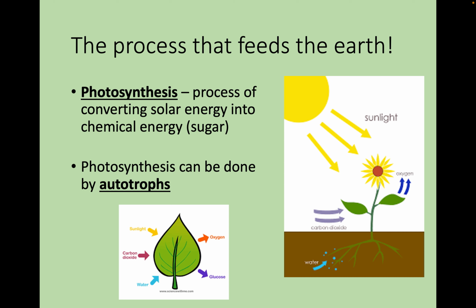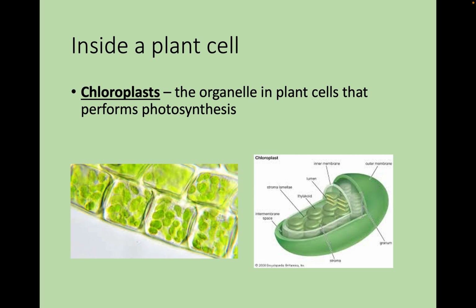Photosynthesis can be done by things called autotrophs. Auto means self, troph is food, so self-food, self-feeder. This is plants mostly, but also some algae and some bacteria can do that too. So let's focus on plants.